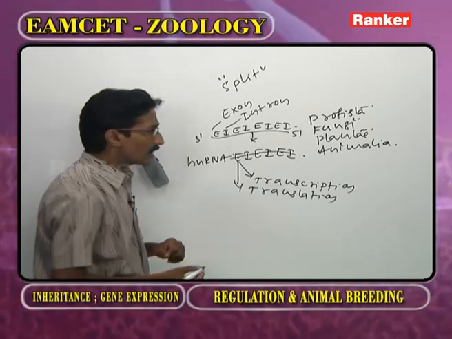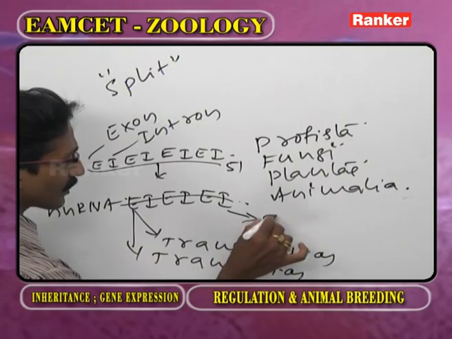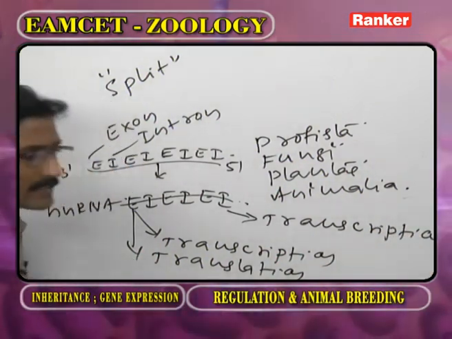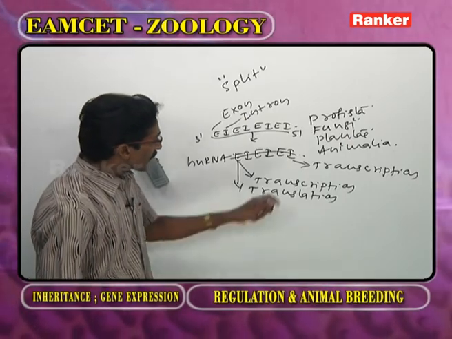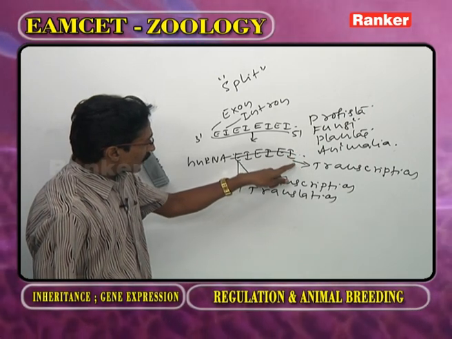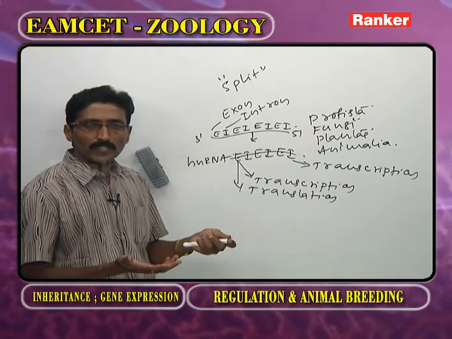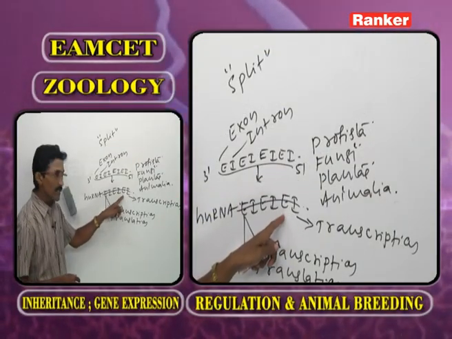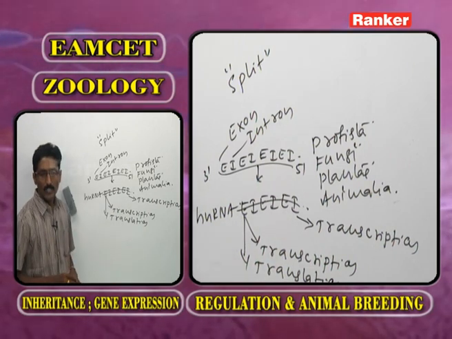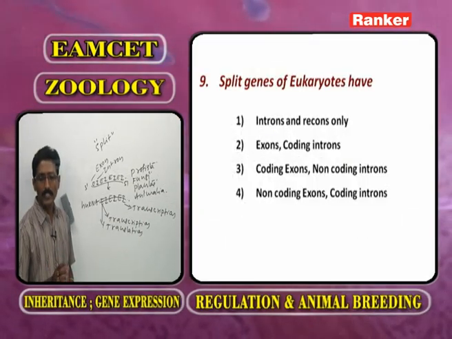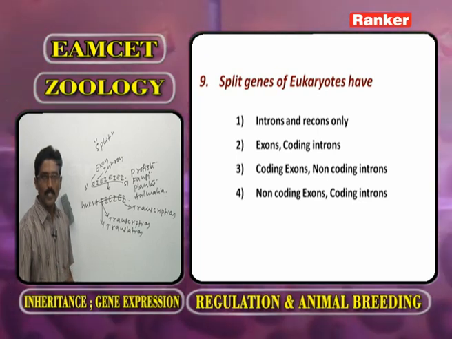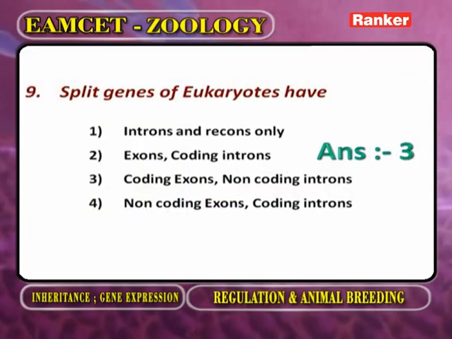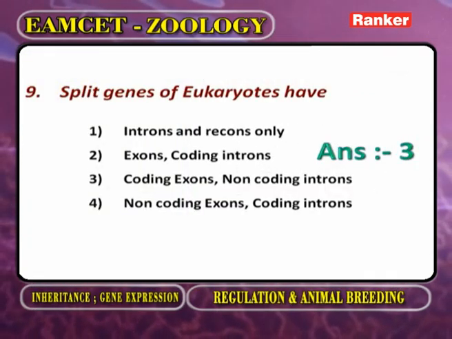Now what about the intron? The intron performs only transcription but not translation. So here in eukaryotes, intron genes are not helpful for coding the proteins. So introns are non-coding, exons are coding. Now in eukaryotes, in split genes, exons are coding for the proteins, introns are non-coding for the proteins. So the answer is 3. Next question.